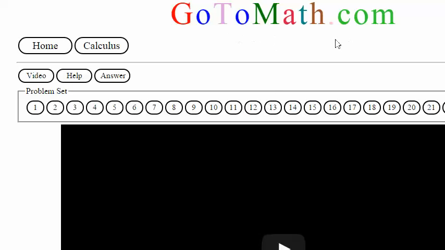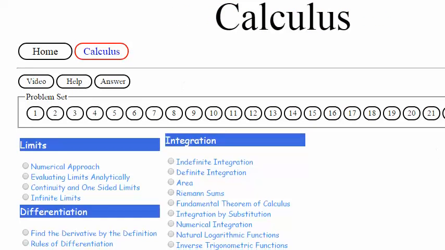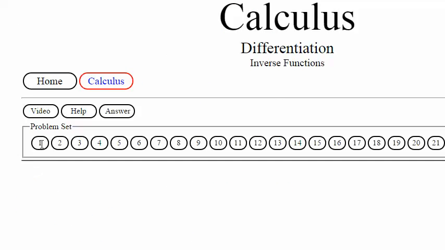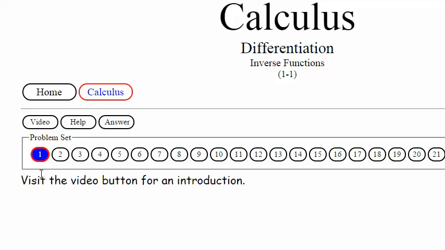We're at gotomath.com, working some calculus, and I believe we're down here at inverse functions. Of course, this is going to be an introduction, so we're going to be clicking on that button. It says visit the video button for an introduction, and that's what we're going to talk about: the inverse function, or evaluating the derivative of the inverse function. I believe that's what we're talking about.